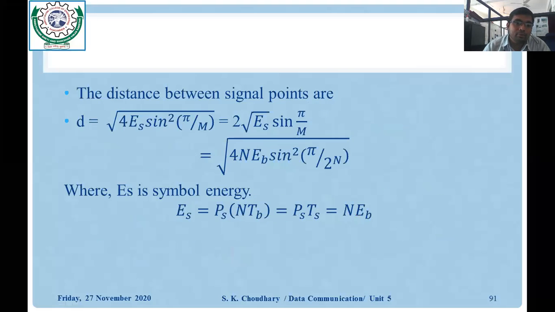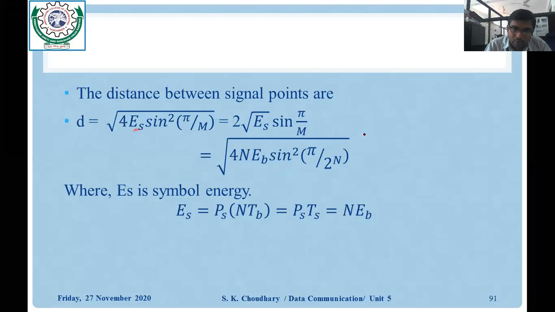So that distance would become, mathematically, d is equal to square root of 4 ES sine square pi upon capital M, that means 2 into square root of ES sine pi upon M. Or if you write it in terms of N, it would be 4 N EB, because symbol energy can be converted into bit energy. So ES is N times EB, sine square pi upon 2 raised to power N.